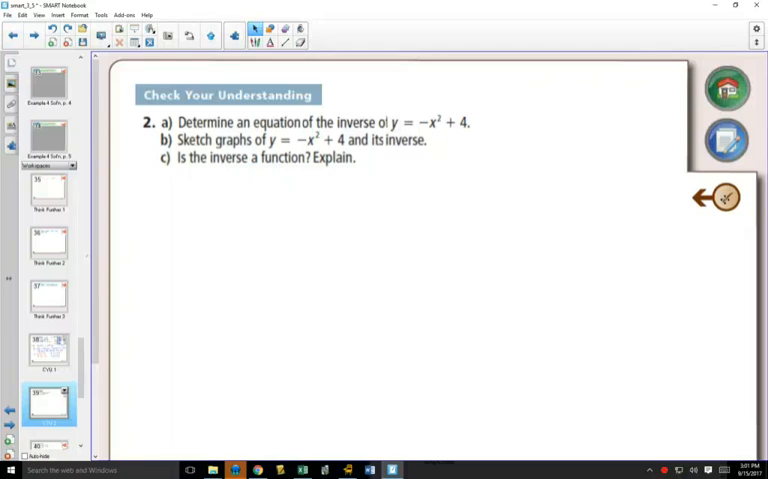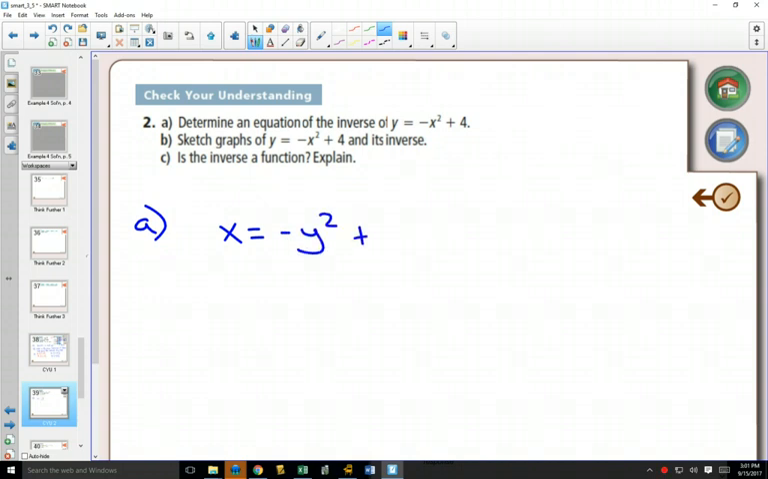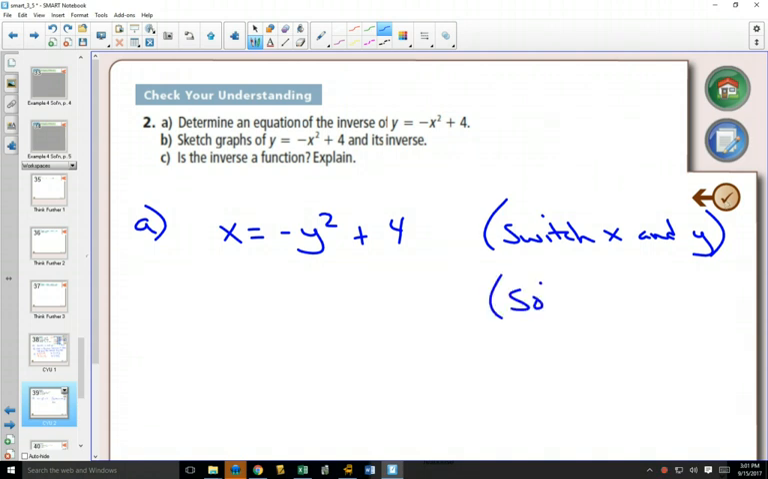So we need to determine an equation of an inverse of negative x squared plus 4, sketch the graphs of both of them, and then decide whether or not that inverse is a function or not. So algebraically, to find the equation, step 1, switch x and y. And then once you've switched x and y, we need to solve for y.